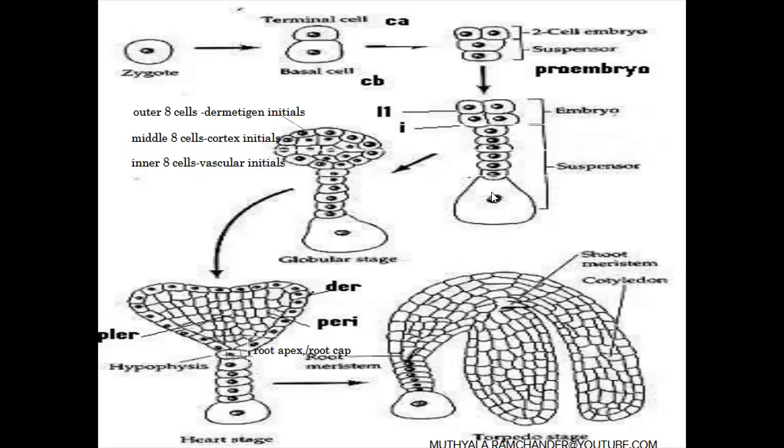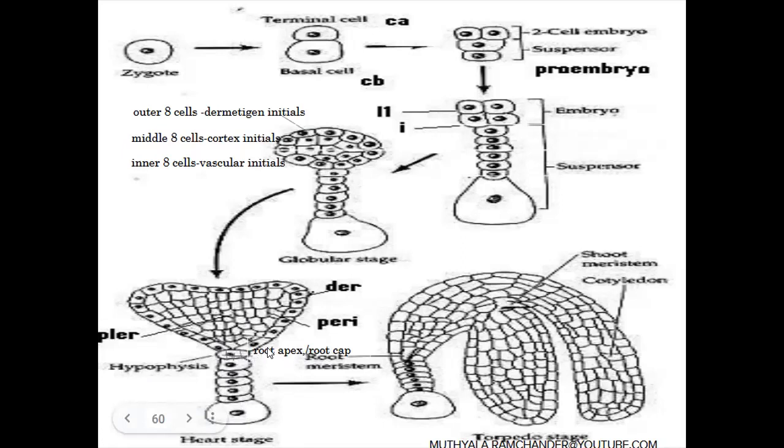And opposite to the haustorium, in the suspensor, one cell is present near the embryo. That cell is called the hypophysis. Opposite the haustorium, the hypophysis is present in the suspensor. The hypophysis participates in mitotic division to form 8 cells. Those 8 cells are present in 2 tiers. In each tier, 4 cells are present. See, the lower tier of 4 cells develops into the root cap, and the upper tier of 4 cells develops into the root apex.